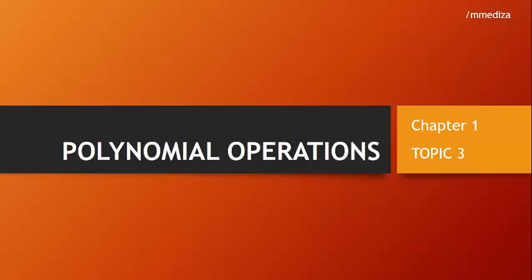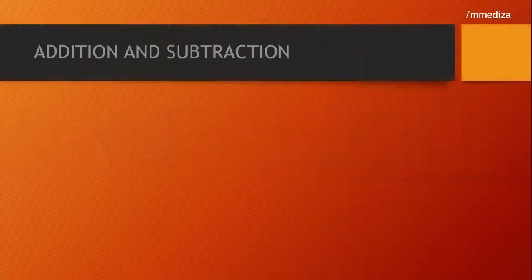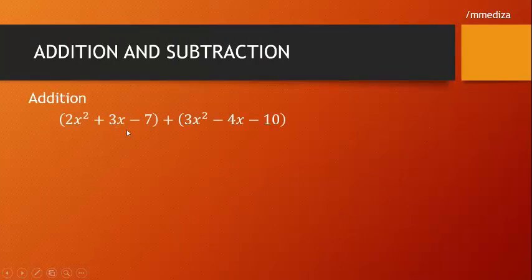Now, we have already learned the different rules in the integer exponent in our previous topic. Now, we are more ready to do different polynomial operations. Let us start with the addition and subtraction operation. Let us take a look at this example: 2x squared plus 3x minus 7 plus 3x squared minus 4x minus 10.